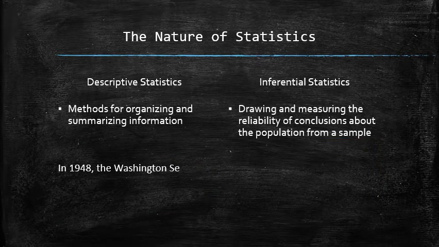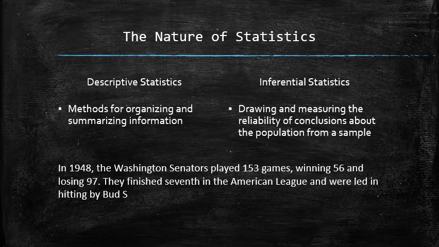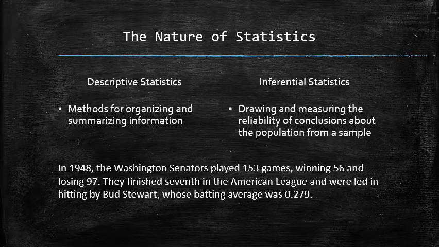In 1948, the Washington Senators played 153 games, winning 56 and losing 97. They finished 7th in the American League and were led in hitting by Bud Stewart, whose batting average was 0.279. Baseball statisticians compile this and many other statistics by organizing the complete records for each game of the season. Do you think this example demonstrates the methods of descriptive or inferential statistics? The correct answer is descriptive, since we have simply presented the record of Bud Stewart and his team performance without any attempt to make any predictions whatsoever.